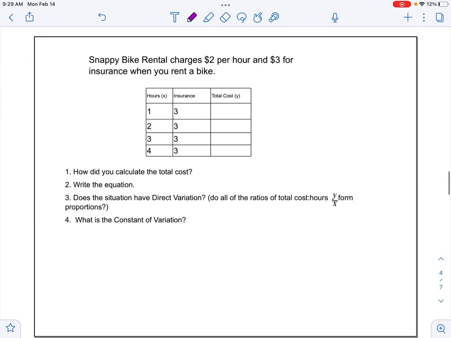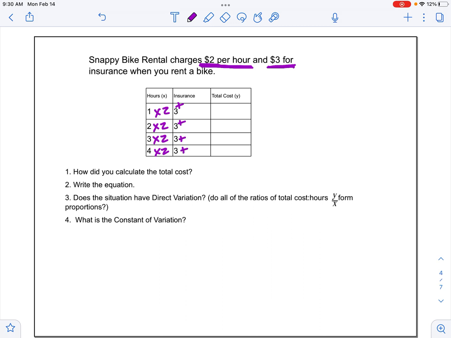So let's look at something else here. We have Snappy Bike Rentals, and they charge $2 per hour. Remember, per means multiplication. So for every hour, I'm going to be multiplying times 2. But then they charge you $3 for insurance when you rent the bike. That's not per hour. That's just a flat $3. So up here, I've got times 2 for all of my hours, but then I have this plus 3. So I'm going to add that 3 every time.